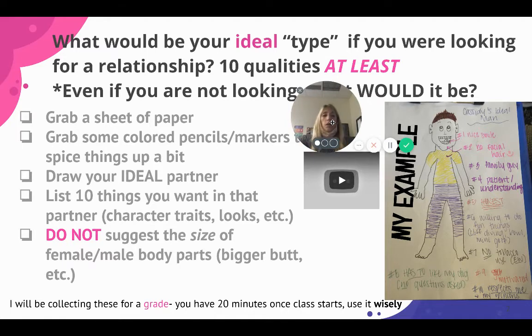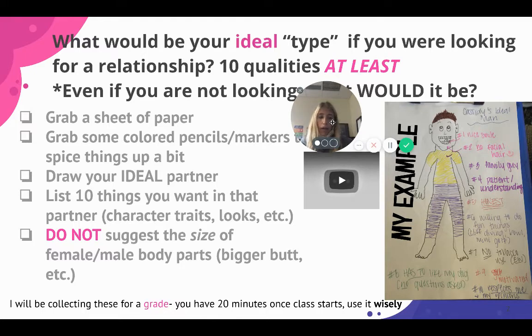You can see my example to the right. I drew a picture. Notice how I actually put some effort into it. It isn't just a random, no effort stick figure. And I wrote my ideal man. I put a nice smile, pointing to the teeth. I put no facial hair, pointing to his face. Family guy, patient and understanding, honest, willing to do fun things like go cliff diving, bowl, mini golf.